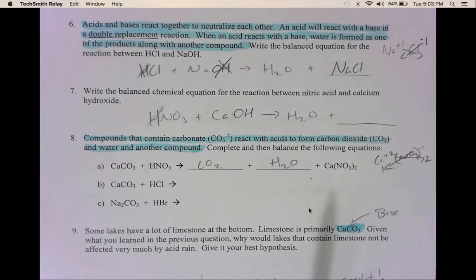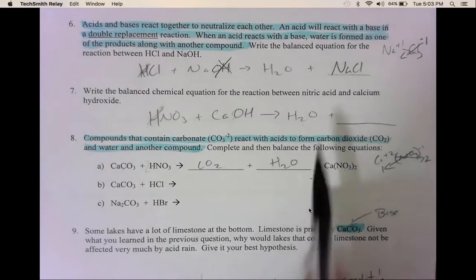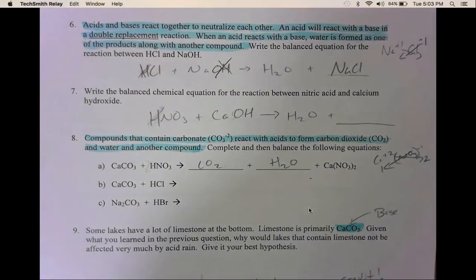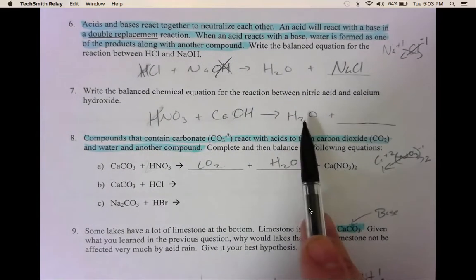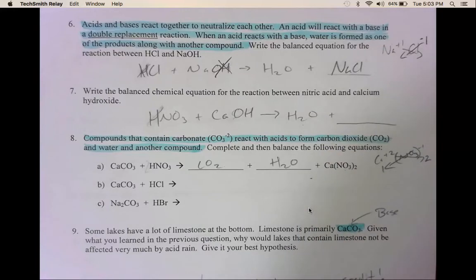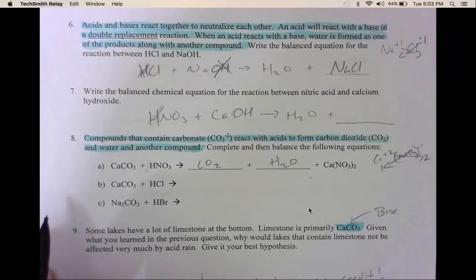Question seven is now writing the reaction for what happens when you combine nitric acid and calcium hydroxide. I wrote out nitric acid and calcium hydroxide for you. I got you started because remember, it's always going to form water. Then we can look and see how we take out the water from the formula. So it's very similar to the one up top.